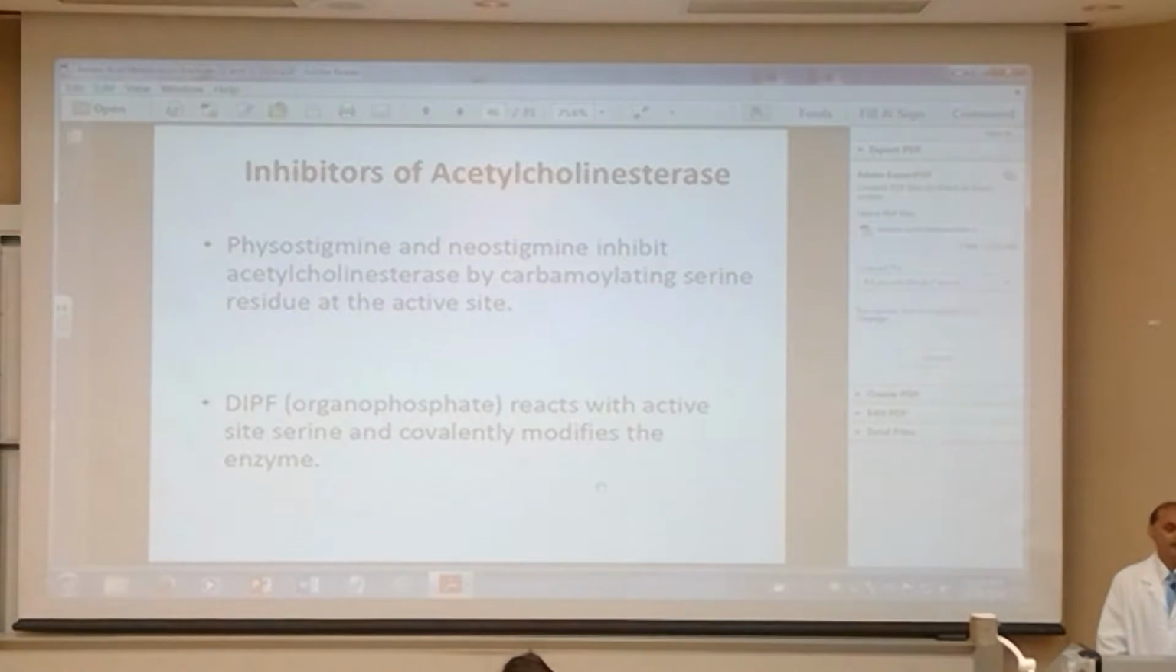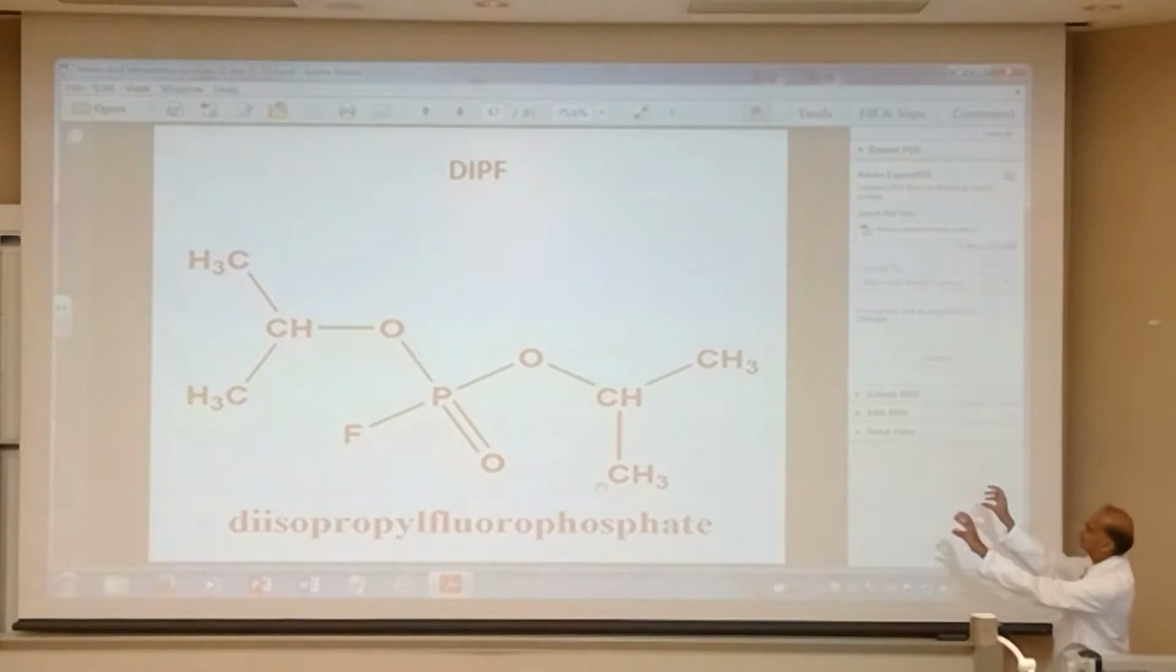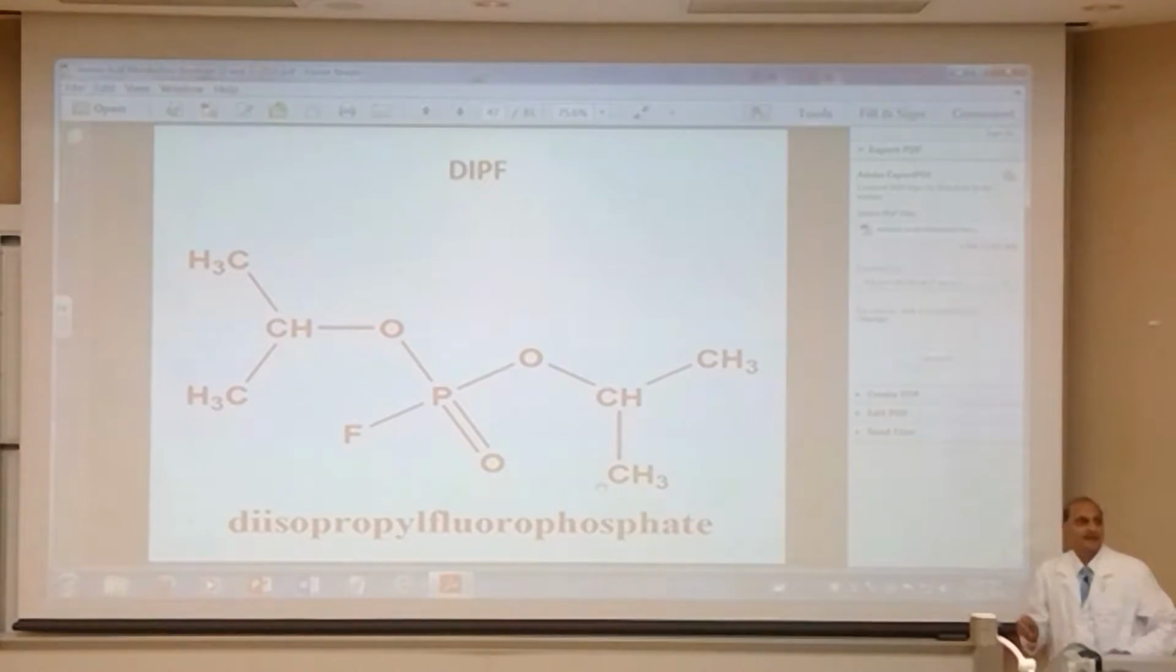And then there's also DIPF, that's one of the organophosphonate nerve gas poisons that modifies the acetylcholinesterase and completely inactivates it. And so that's that. DIPF, that's the structure here, and phosphate would have to have 5 bonds, oxygen making two double bonds with the oxygen and one more. So pentavalent here, and there's isopropyl here, isopropyl here, and so diisopropyl fluorophosphate, right?